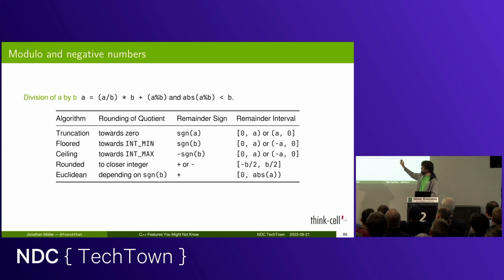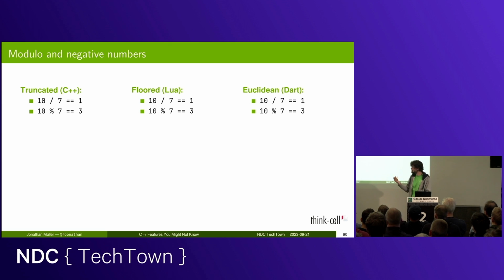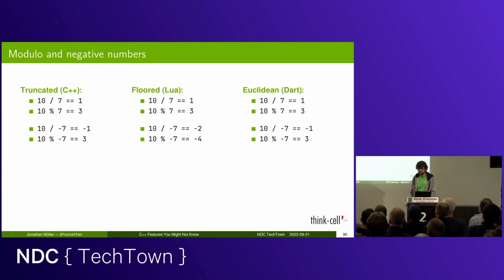Except for ceiling division, the other 3 are used by different programming languages at different times. And they all make sense. And what this means is C++ does truncated division, Lua does float division, and Dart or Haskell or I think Excel also does Euclidean division. For positive values, they all agree.